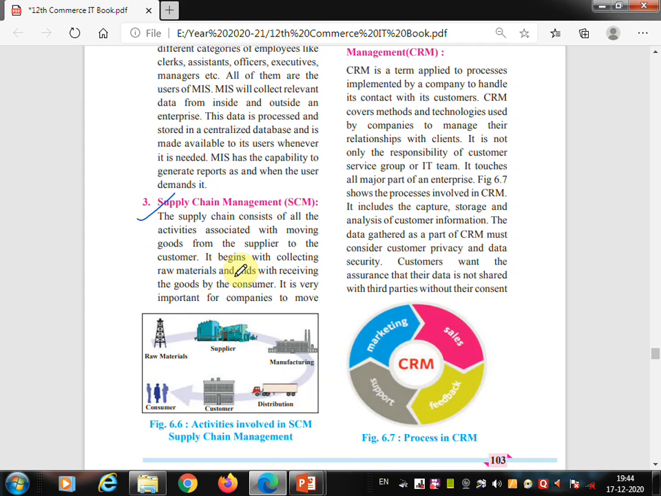Next, supply chain management, SCM. The supply chain consists of all the activities associated with moving goods from the supplier to the customer, and it begins with collecting the raw material and ends with the receiving of the goods by the consumer.